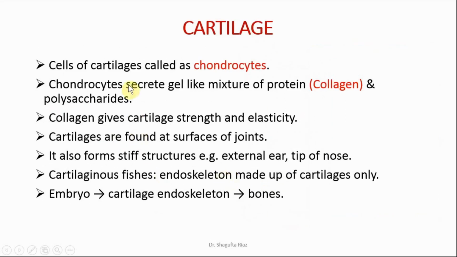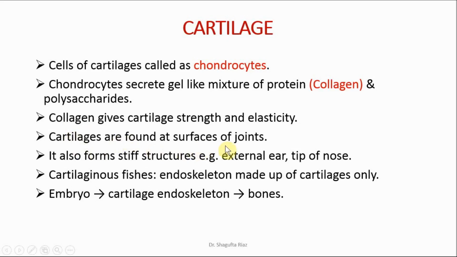Cartilage. Cells of cartilages are called chondrocytes. The cells of the bones were osteocytes. Remember that. The cells of the bones are called osteocytes, while the cells of the cartilage are called chondrocytes. Chondrocytes secrete a gel-like mixture. This gel-like mixture is made up of protein and polysaccharides. The main protein which is secreted in this mixture is collagen. Collagen gives cartilage strength and elasticity. The cartilages are very elastic as compared to bones, and this elasticity comes because of the presence of collagen.